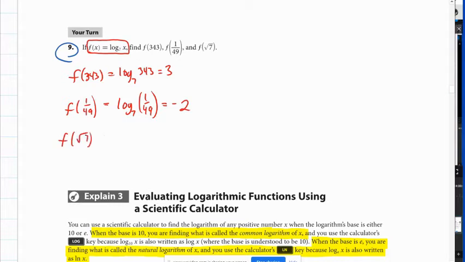F of root 7. We can rewrite that as log base 7 of 7 to the 1/2. So what power do you raise 7 to get 7 to the 1/2? The answer is right there in front of us. It's 1/2. This base to this power equals that expression. 7 raised to the 1/2 equals 7 to the 1/2. So the answer is just 1/2.